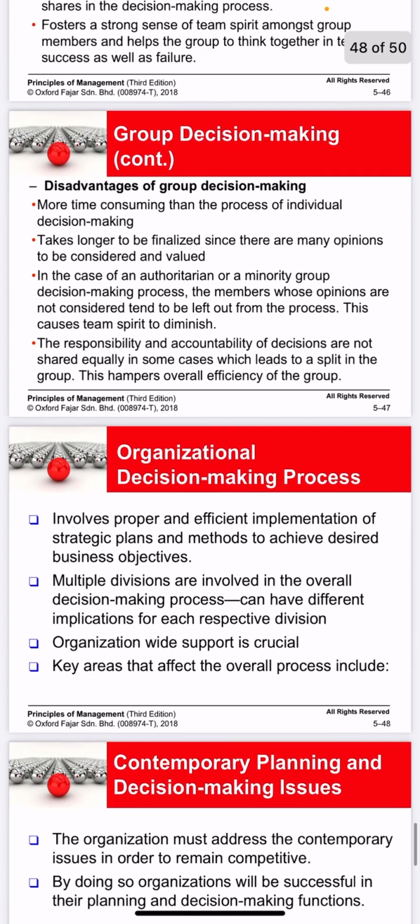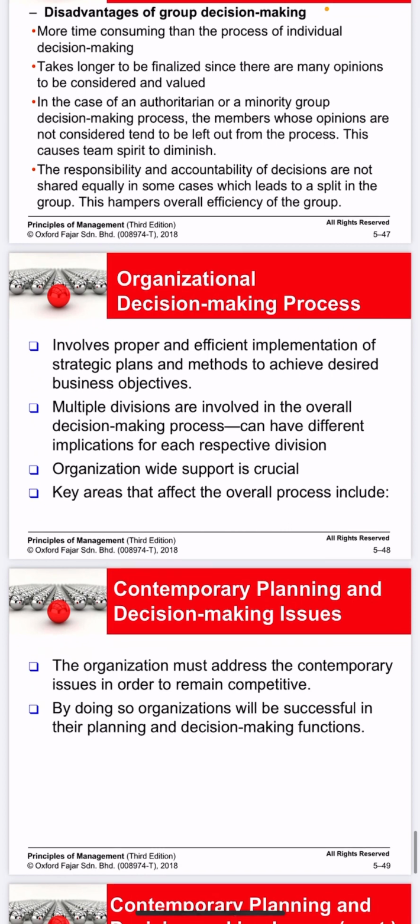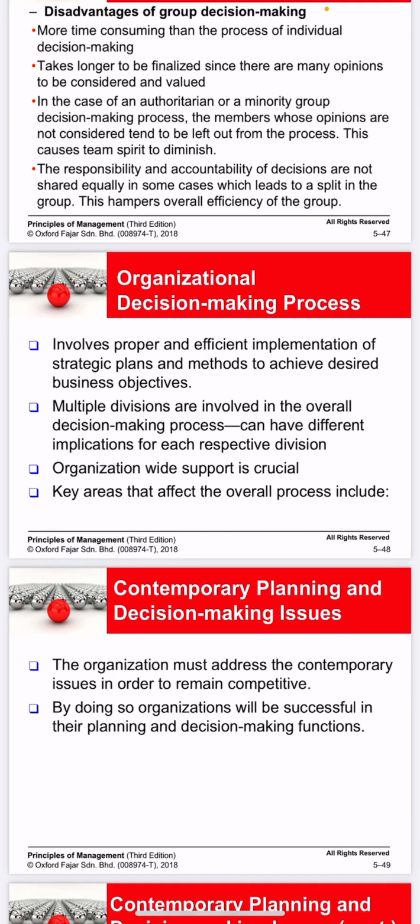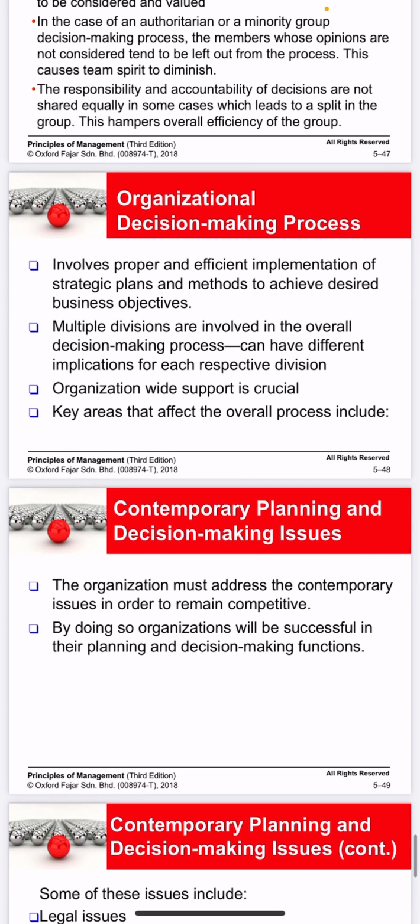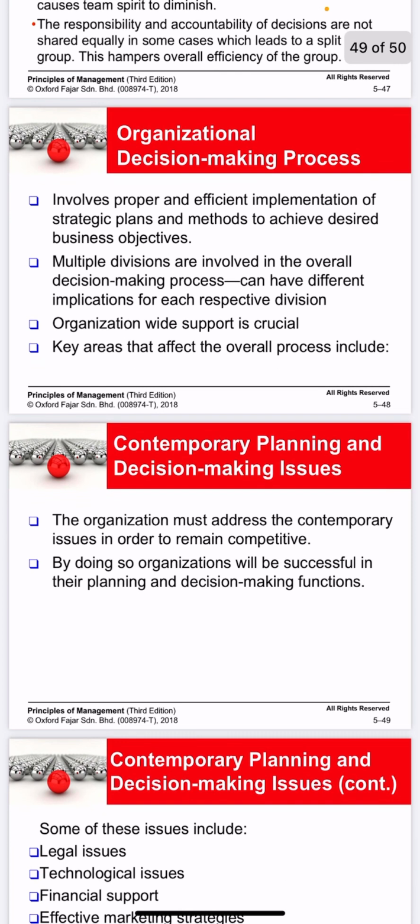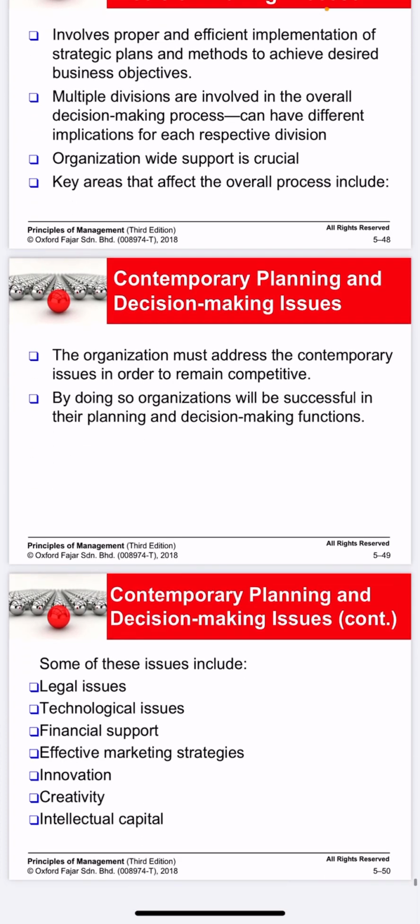Organizational decision making involves proper and efficient implementation of strategic plans and methods to achieve desired business objectives. Multiple divisions are involved in the overall decision-making process and can have different implications for each respective division. Organization-wide support is crucial. Key areas that affect the overall process include that the organization must address contemporary issues in order to remain competitive. By doing so, we will be successful in planning and decision-making functions.